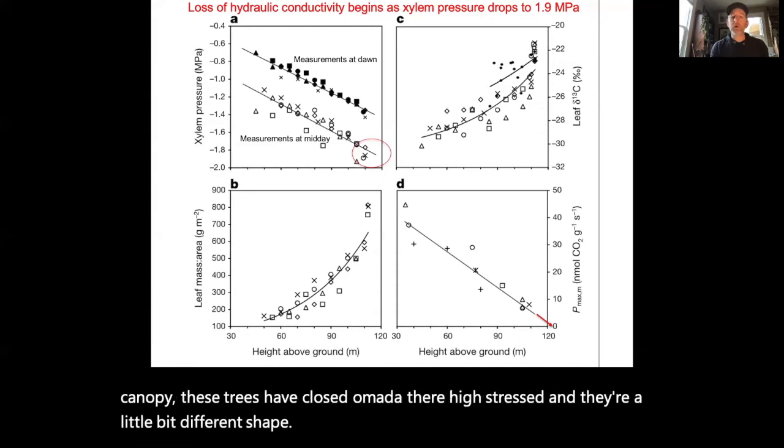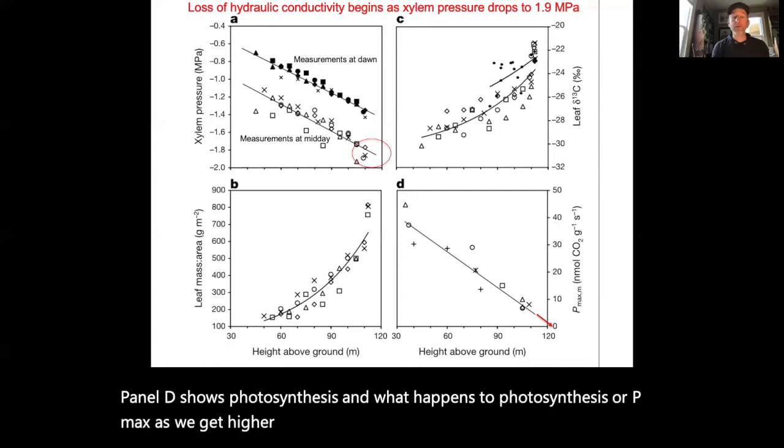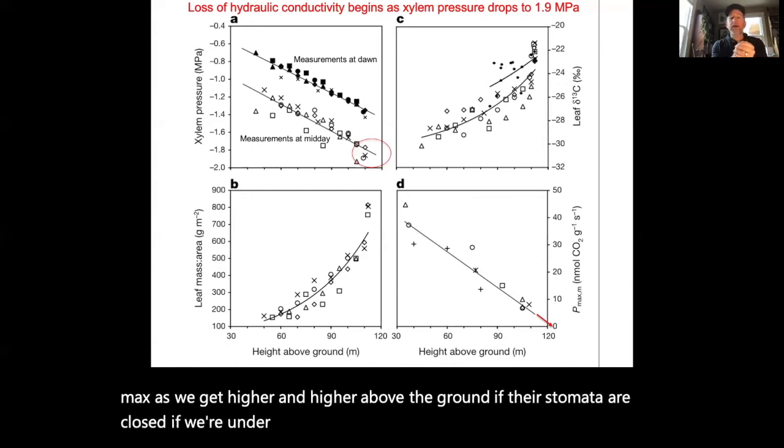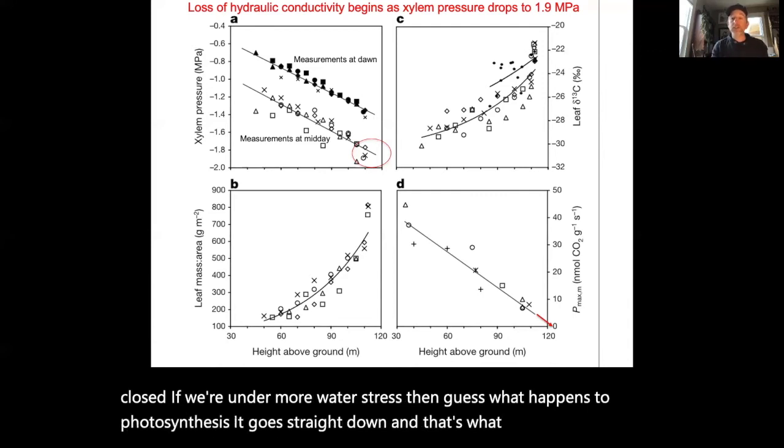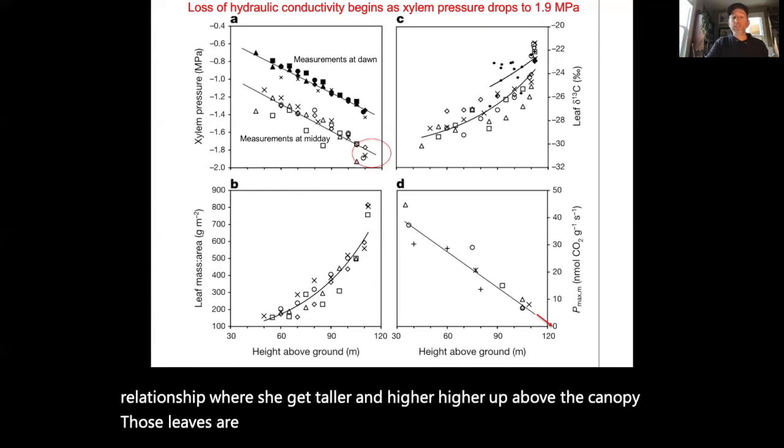Panel D shows photosynthesis. And what happens to photosynthesis, or P max, as we get higher and higher above the ground? Well, if those stomata are closed, if we're under more water stress, then guess what happens to photosynthesis? It goes straight down. And that's what we see, a linear relationship where as you get taller and higher up above the canopy, those leaves are less happy and they're photosynthesizing less.